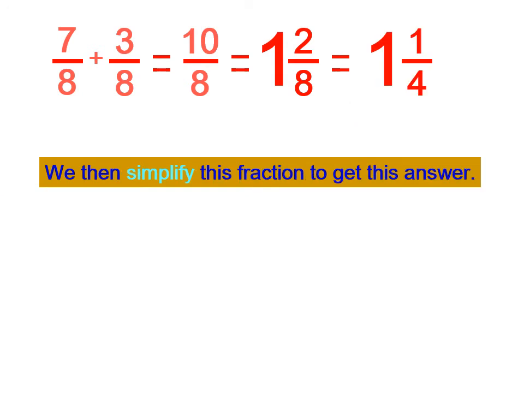We can then simplify it, can't we? We can take this a step further, because what's a common factor of 2 and of 8? Well, 2 is. 2 goes into 2 once, 2 goes into 8 4 times, so it's 1 and 1/4. Always try and simplify it if you can. Good practice just to try and remember.